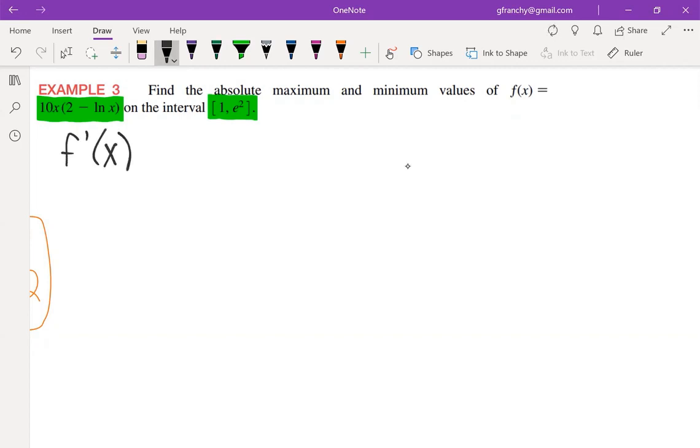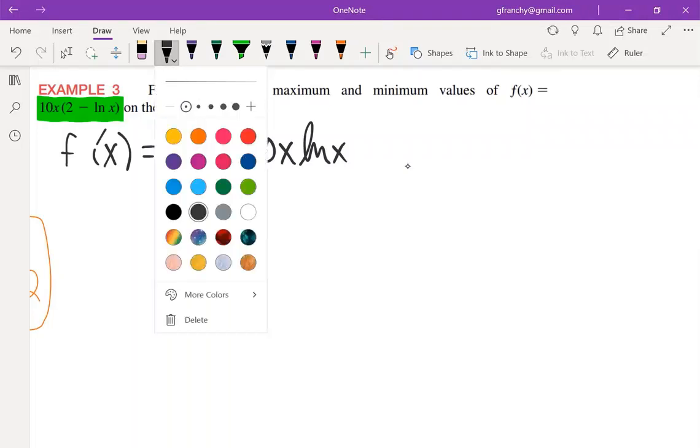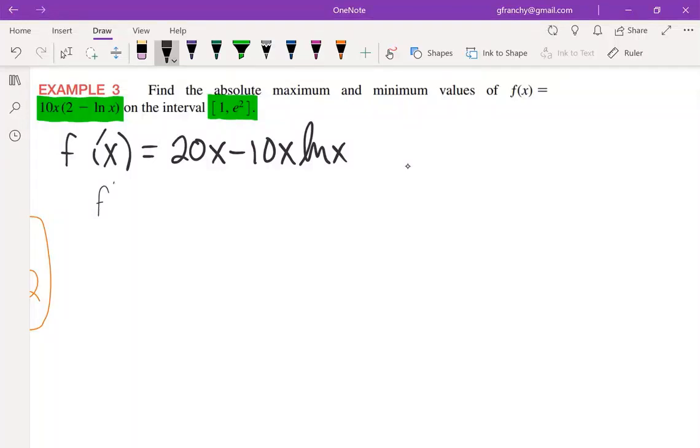So our first step is to go ahead and find the derivative of our function. And that is something I would just prefer to go ahead and distribute and then take the derivative of. That's just a personal preference of mine, so I'm going to do that.